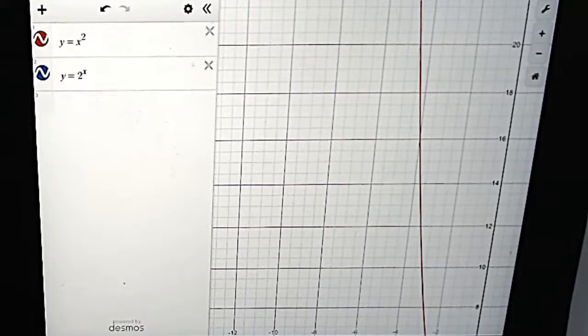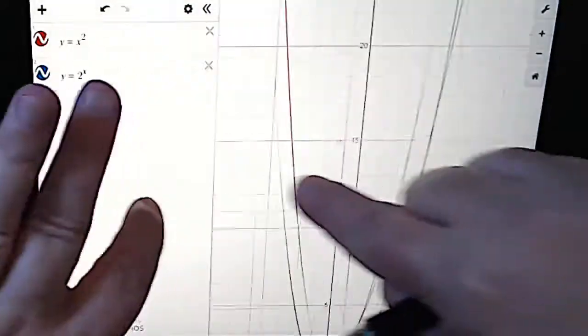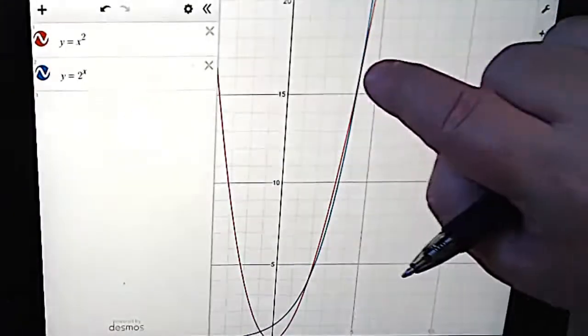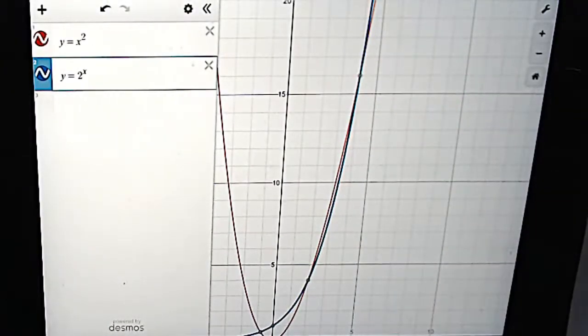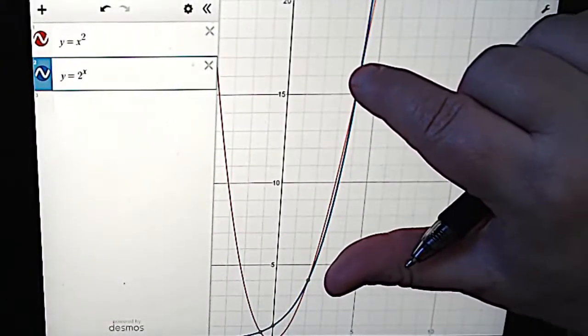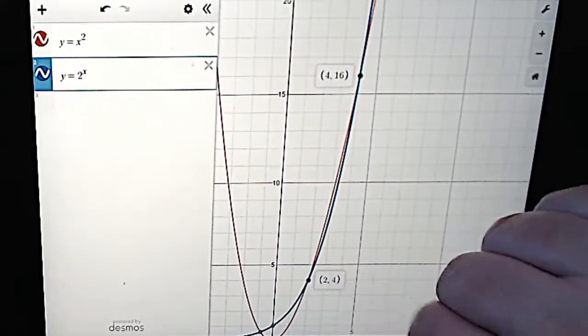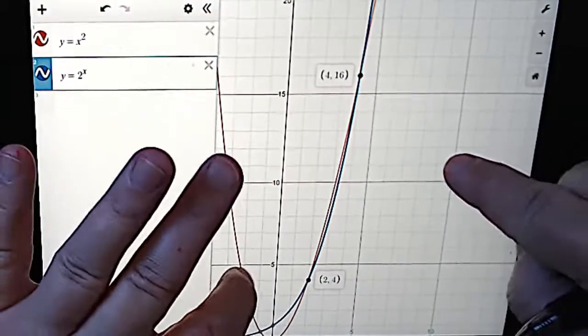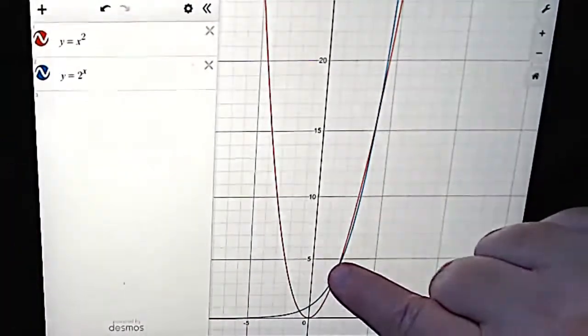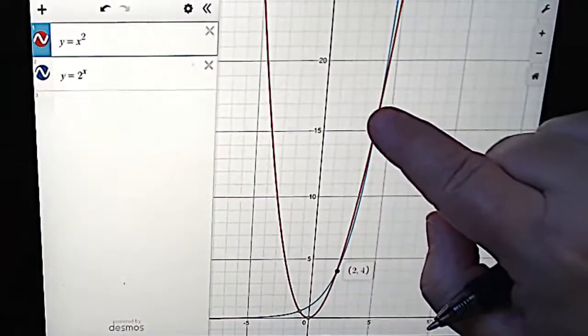And in the blue one, you've got 2 to the 4, which is 2 times 2 times 2 times 2, also 16. So we can see these two intersection points. The one right there, it's not giving me the values. There we go. We've got the point (4, 16) and we've got the point (2, 4). Those are the two intersections. Oop, I lost them. See if I can get those back.